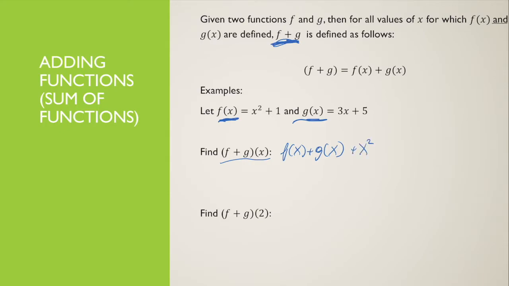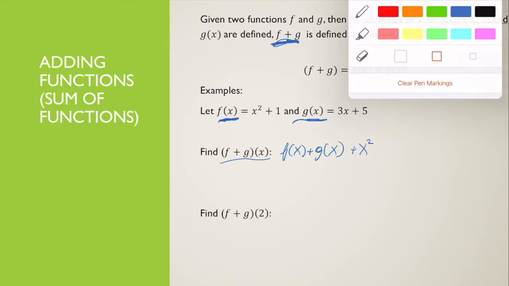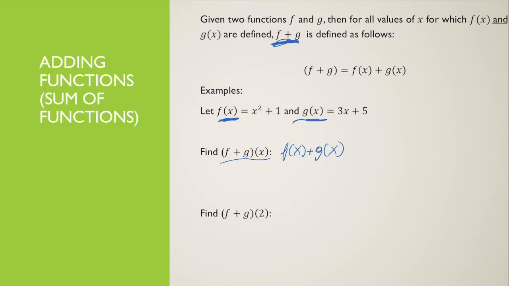So I'm going to take f of x plus g of x equals x squared plus 1 plus 3x plus 5. So I combine like terms to get x squared plus 3x plus 6.